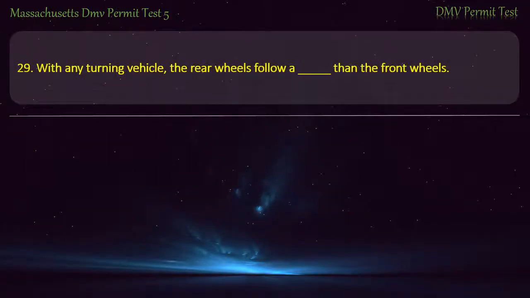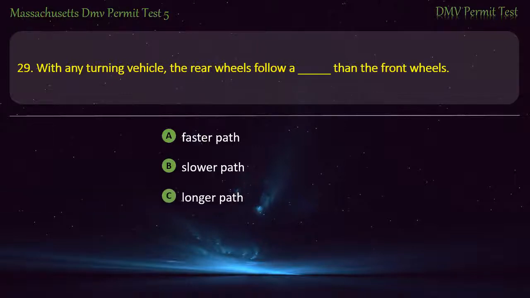Question 29. With any turning vehicle, the rear wheels follow the front wheels: faster path; slower path; longer path; shorter path. Answer: Shorter path.